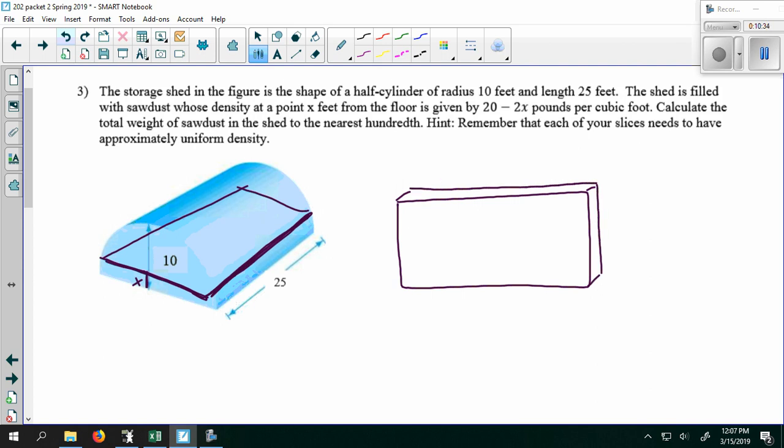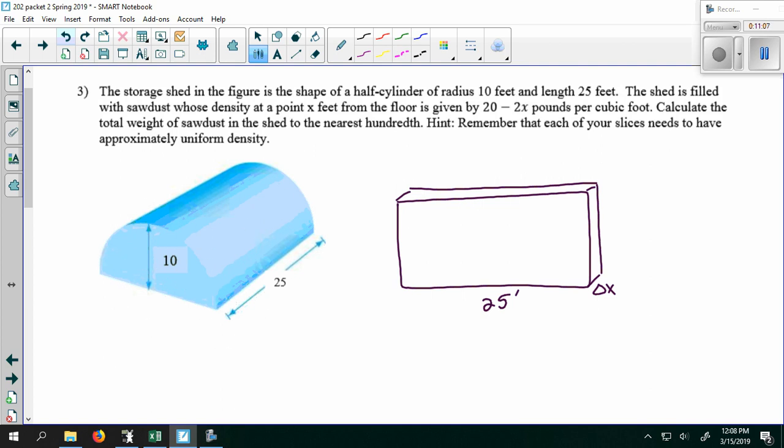Okay, so this is my rectangular slice. The length of it is 25 feet. It's x feet off the ground. So the very thin thickness of this shoebox, because it's x feet off the ground, is a very small change in x. So this is delta x. And then this distance I'm not going to call anything just yet.